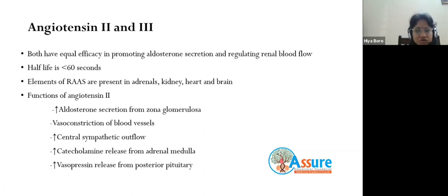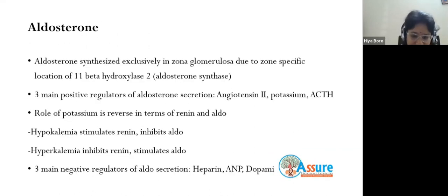So it has got all functions that actually cause an increase in the extracellular fluid volume, like increase in aldosterone secretion from the zona glomerulosa, vasoconstriction of the blood vessels, central sympathetic outflow, and increased catecholamine release from the adrenal medulla, and vasopressin release from the posterior pituitary. So this we have understood about renin and angiotensin. Now come to aldosterone.